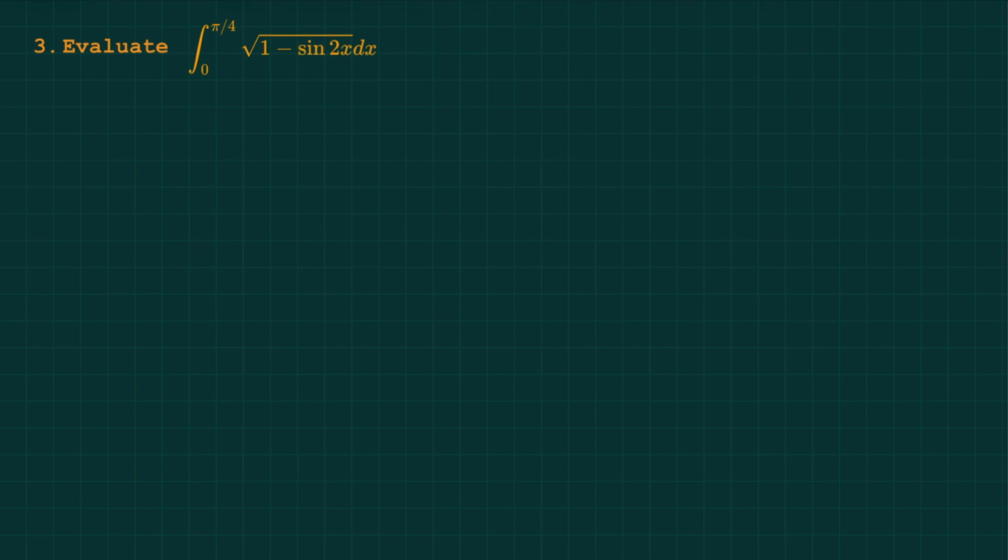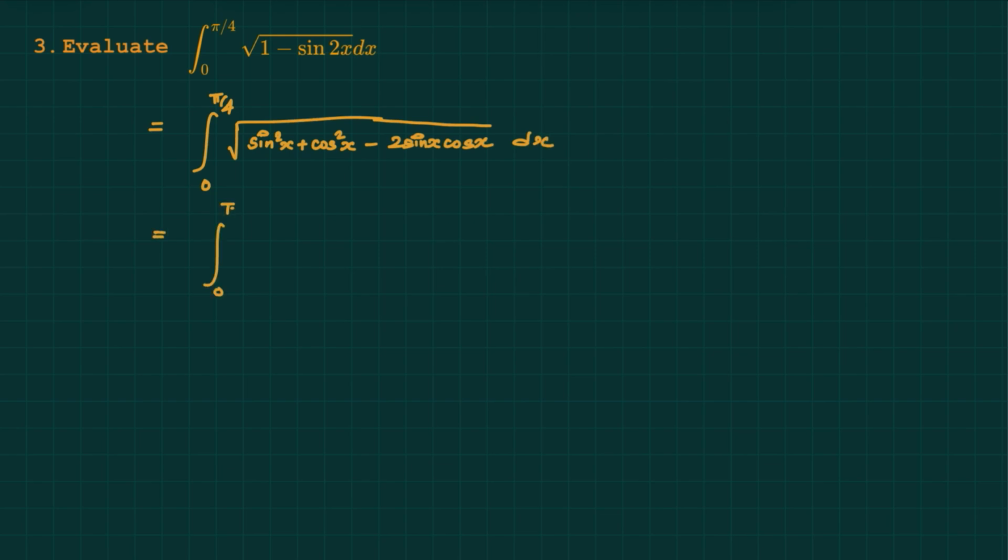Question 3. Evaluate the integral of square root of 1 minus sin 2x dx, and lower limit is 0 and upper limit is pi over 4. So here this equals the integral from 0 to pi over 4 of square root of, this 1 can be written as sin square x plus cos square x, minus sin 2x is 2 sin x cos x, dx.